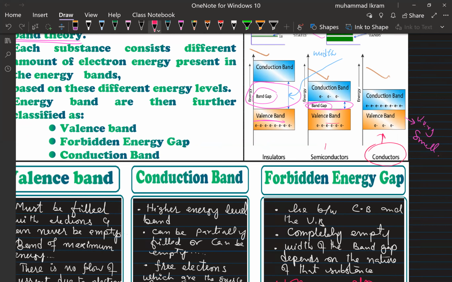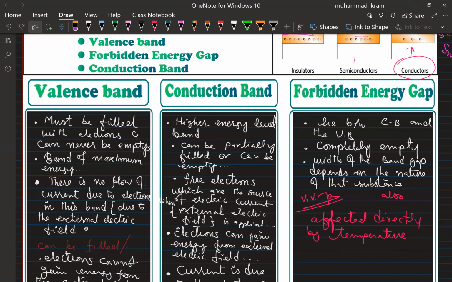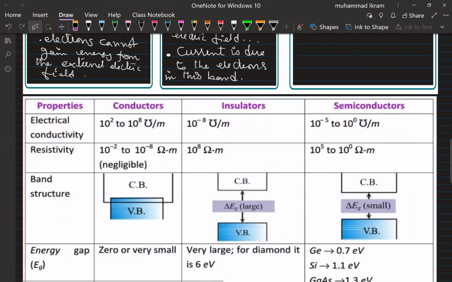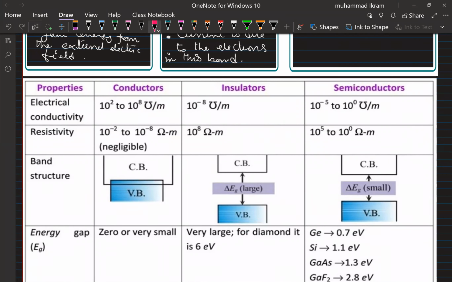So this is one of the most important theories. The energy band theory can successfully explain the electrical nature of the semiconductors, which the free electron theory fails to explain. Now, on the basis of the energy band theory, I would like to explain the differences between conductors, insulators, and semiconductors. Now, the properties, the electrical conductivity.